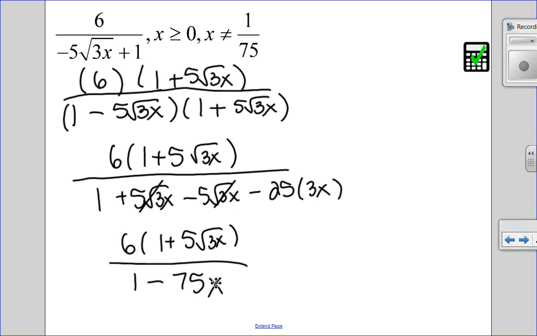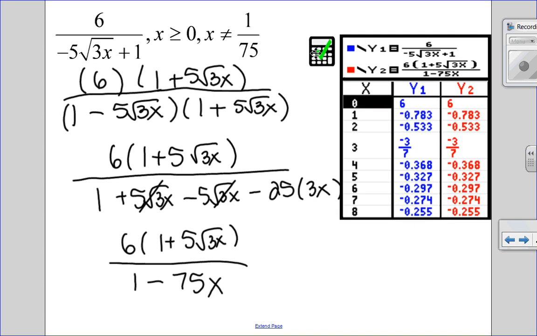Okay, so now that I've done that, I'm going to do my check, but because there's a variable, my check always happens in the table. So in y1, I put my original. In y2, I put my answer. You can see y1 equals y2, so I know I did that correctly.